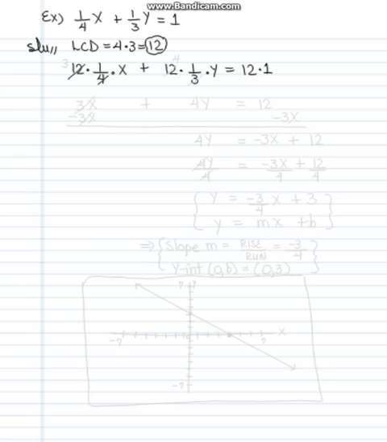Okay, here a factor of 4 on the top and bottom cancels, leaving 3. A factor of 3 cancels on the top and bottom for the second term, leaving 4. So we have 3 times 1 times x plus 4 times 1 times y, that's 4y, equals 1 times 12 is 12. Okay, let's isolate the y term by subtracting 3x from both sides.